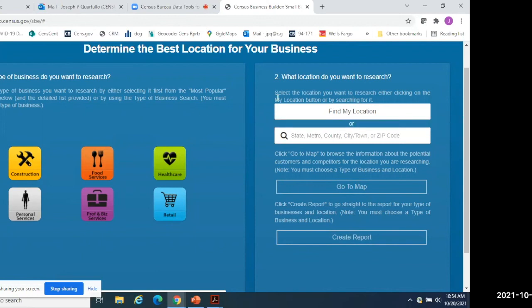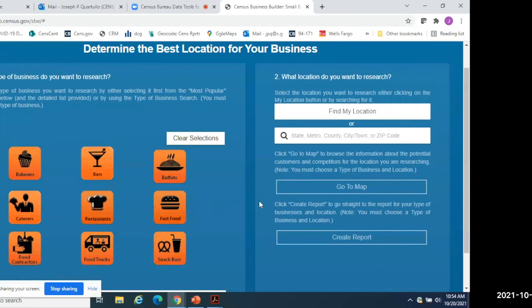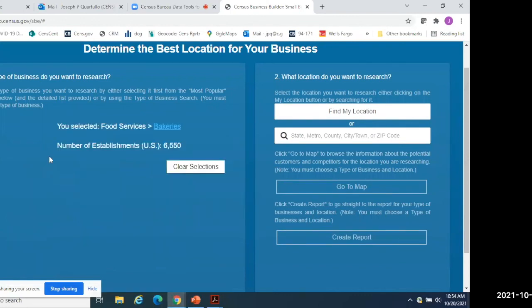So I'm going to say food services. Now I'm going to get a list of food services, and I'm going to go with bakeries. So when I did that, it's telling me that in the US, there's 6,500 bakeries in the US, 6,500 establishments that are bakeries. I can click find my location, or I can put an actual geography in here. I'm going to go with back to Baltimore City.